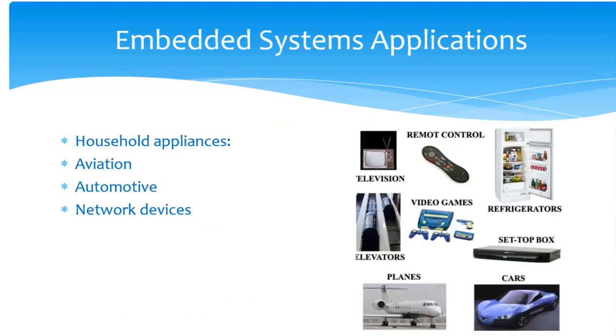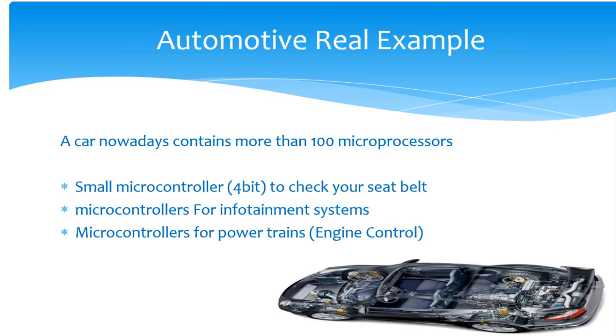Embedded system applications are everywhere in household appliances like in television, refrigerators, CD players, video games, in the aviation industry, also in planes, and in cars. As an automotive real example here, we can find more than 100 microprocessors. From small scale microcontrollers or 4-bit microcontrollers that can be used to check your seatbelt for your safety, and other microcontrollers for the infotainment system, such as head-up display and dashboard devices, and also for powertrains.